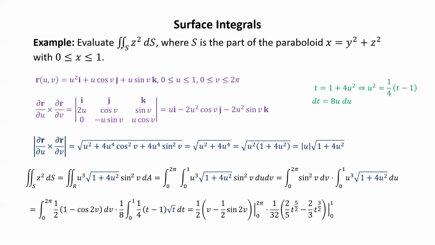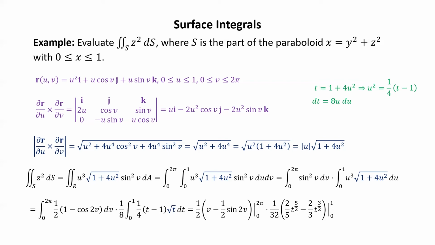Okay, so integrating, we have 1/2 v minus 1/2 sine 2v. Notice a little substitution, u equals 2v, du is 2 dv, so we get 1/2 sine 2v instead of just sine 2v. Now 1/8 times 1/4 is 1/32, and t times root t is t to the 1 times t to the half, or t to the 3/2.